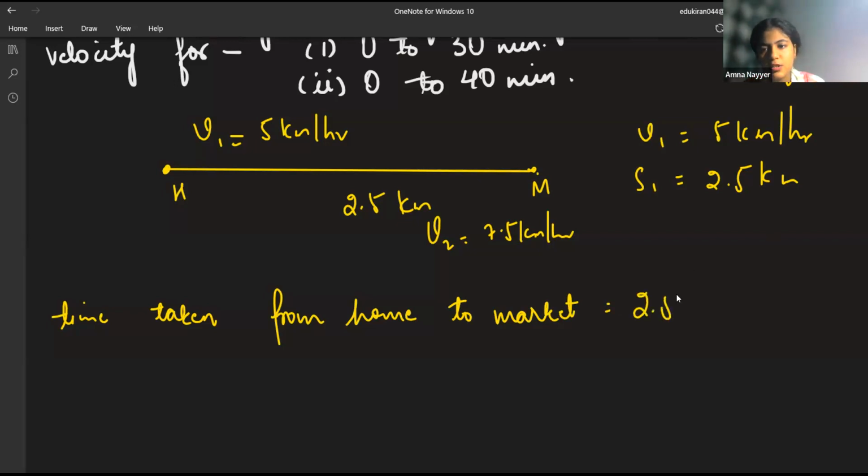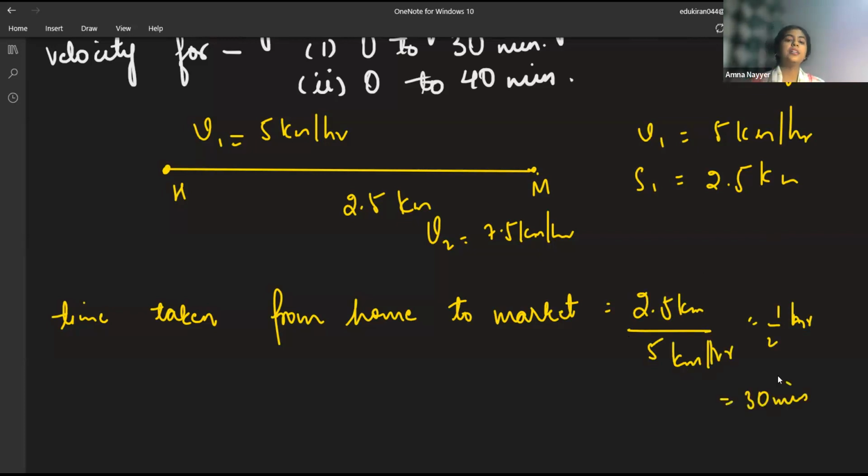So distance is 2.5 kilometers. Speed is 5 kilometers per hour. So that becomes half an hour. Half an hour, convert it into minutes, 30 minutes. It means the person has covered exactly 30 minutes from home to market. When the person was moving with a speed of 5 kilometers per hour, he completed 2.5 kilometers in 30 minutes.